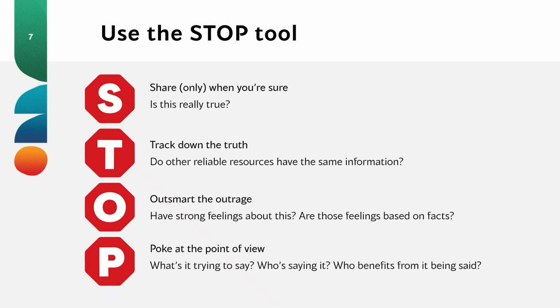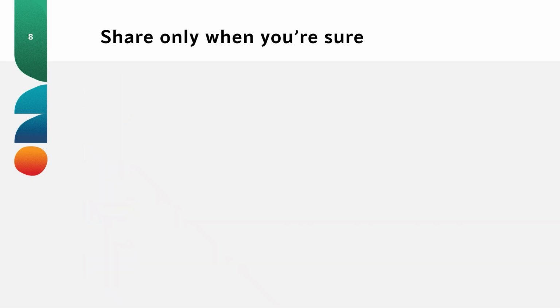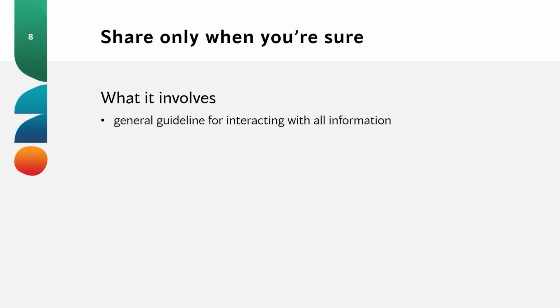Over the next several slides, we will consider each of these strategies. We'll connect each element of the STOP tool with the strategies used by creators of disinformation to mislead us. And we'll practice applying the elements of the tool to examples of misinformation. The S in our STOP tool represents share only when you're sure. This is meant as a general guideline for interacting with all information we encounter.